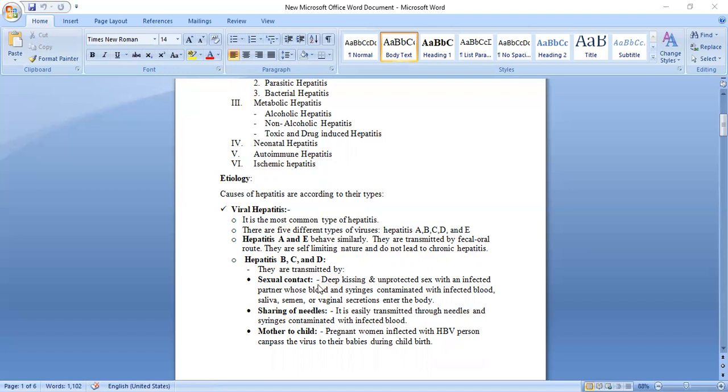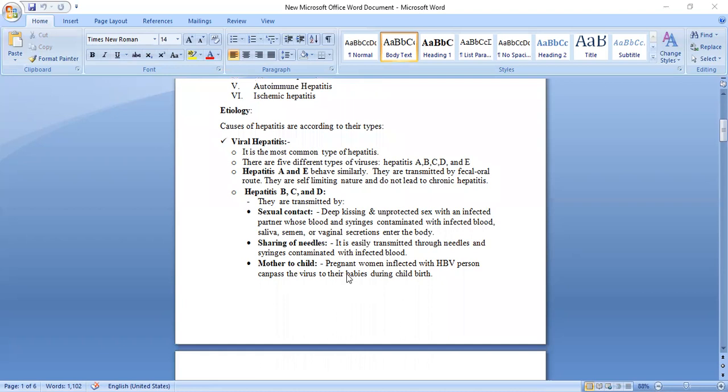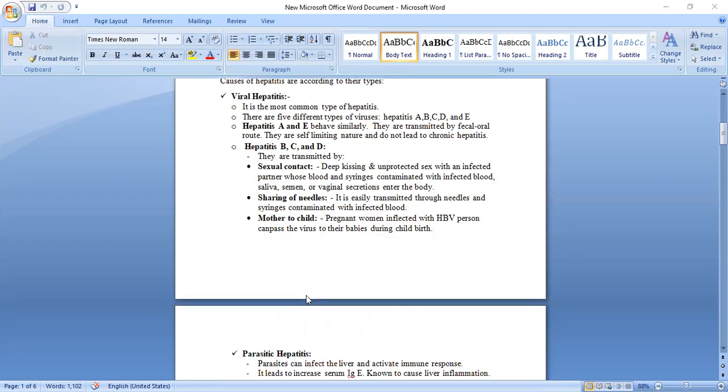These are transmitted by sexual contact, sharing of needles, and mother to child. So this is the main root cause. These are transmitted by sexual contact, sharing of needles, easily transmitted through needles and syringes contaminated with infected blood, and mother to child. Means if a pregnant woman is infected, it passes to the baby, isn't it? During childbirth, the virus will affect the baby. So these are three main root causes of this one.